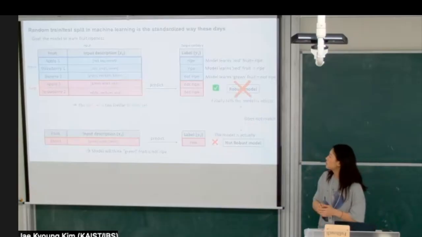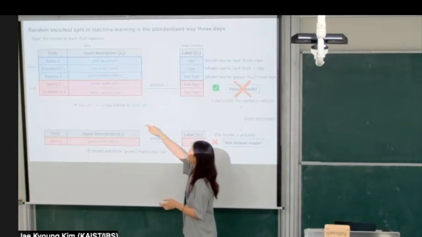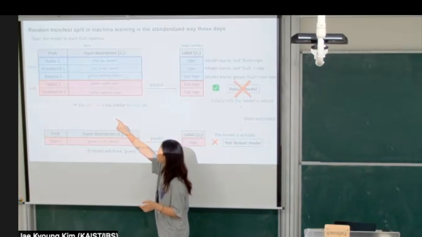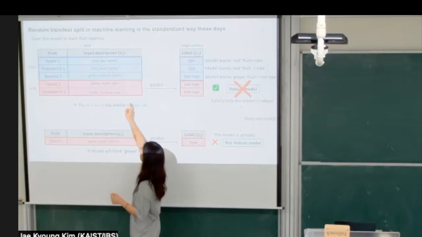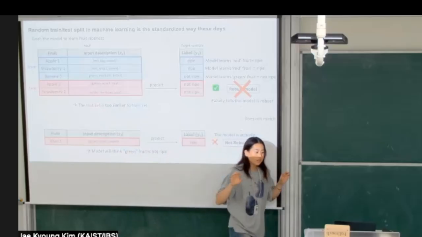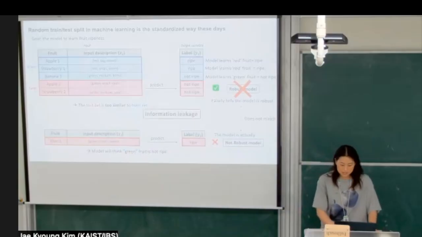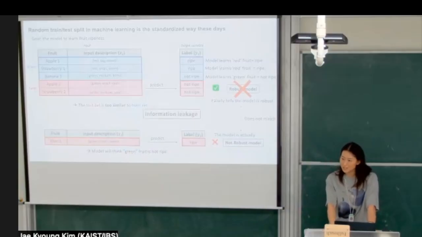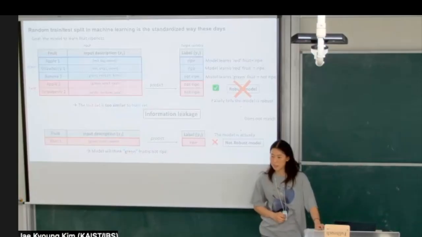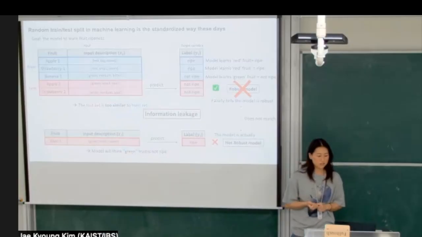And this is because the test set is way too similar to the train set. So if you can see, test includes apple and strawberry, and train also includes apple and strawberry, and they're way too similar to evaluate the model performance. And this is called information leakage. So if the train set is too similar to the test set, information is leaked from the test set to the train set.